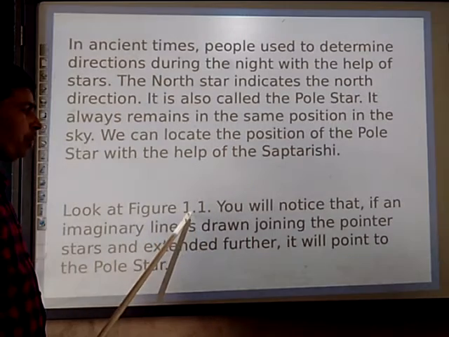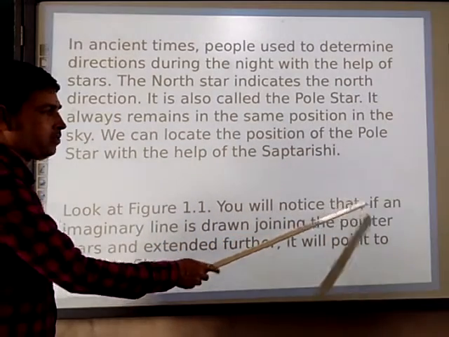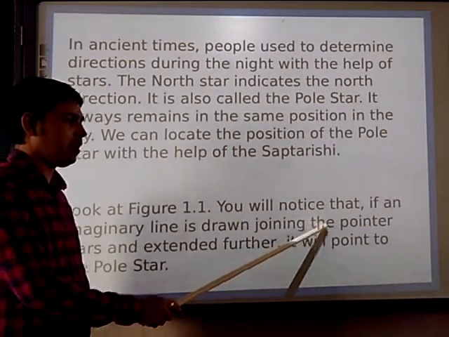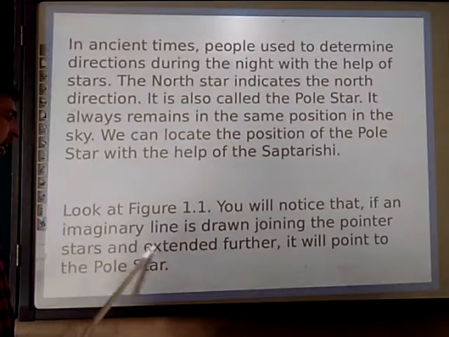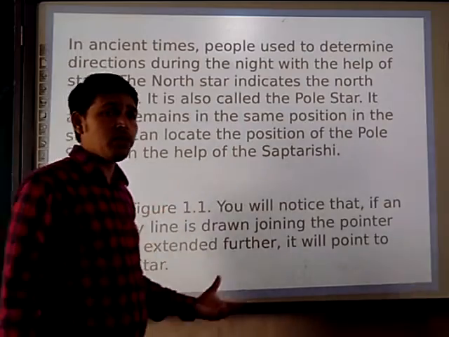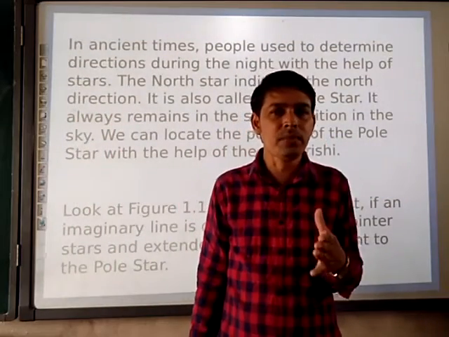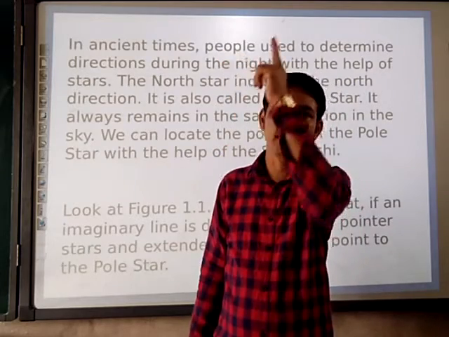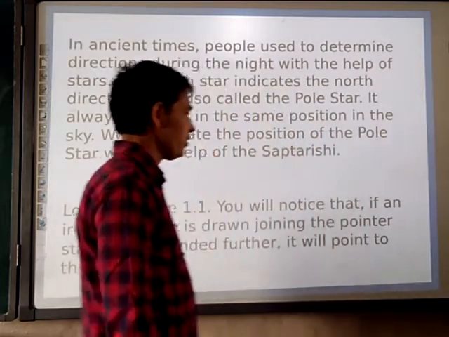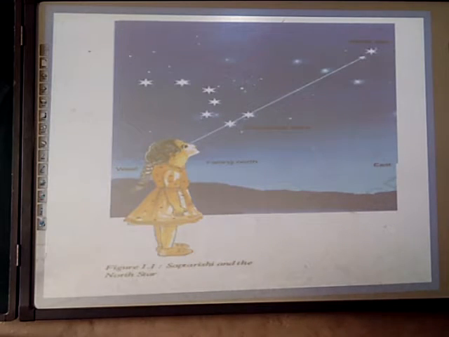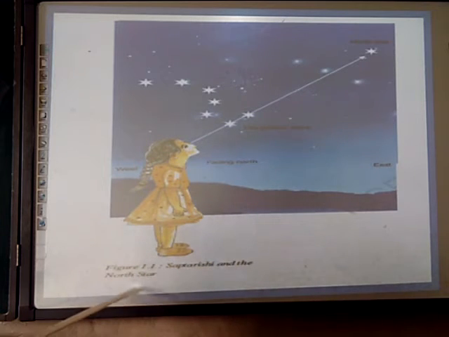Look at figure 1.1 and you will notice that if an imaginary line is drawn joining the pointer stars and extended further, it will point to the pole star. So here we are going to see how to identify it from the Saptarishi by drawing a dotted line, or seeing the line going straight toward the pole star. Please see carefully. Figure number 1.1, Saptarishi and the North Star.